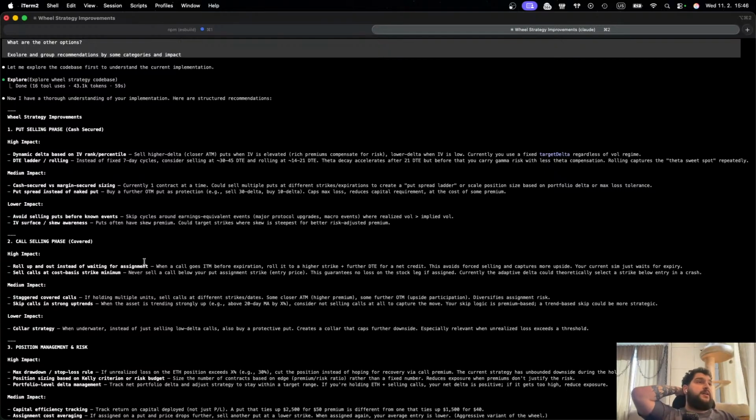So the high impact ones are dynamic delta based on IV rank percentile. Sell higher delta, closer to at the money, puts when IV is elevated. Rich premiums compensate for risk. Lower delta when IV is low. Currently we use a fixed target delta regardless of volatility regime.